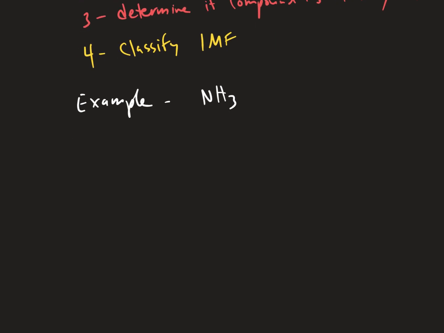So what do we got to do to draw this thing? What's our first step in drawing a Lewis structure? Yeah, count the valence electrons. Good. So nitrogen has how many? Look at your periodic table. 5. Hydrogen has how many? 1, and there's 3 of them, so that's a total of 3. We have 8 valence electrons. Okay? Now what?